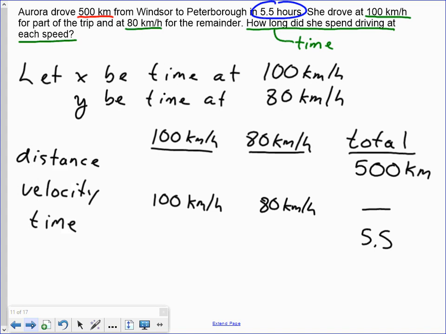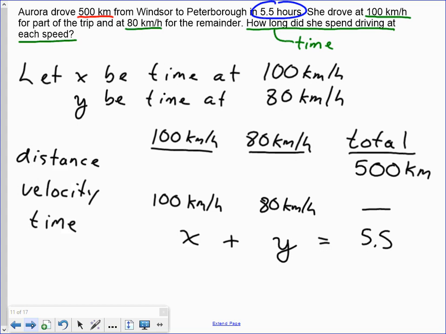What about at 100 kilometers per hour? Well, we defined that as x. x is the time she spent at 100 kilometers per hour. y is the time that she spent at 80 kilometers per hour. Now this final line of our table here gives us one of the equations that we want to work with. If our total time is 5.5, then x and y, the time at 100 and 80, must add up to that 5.5.